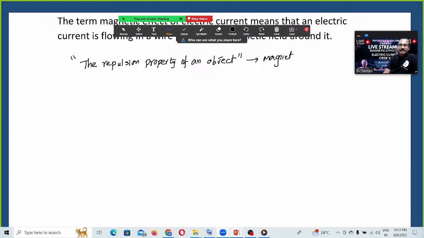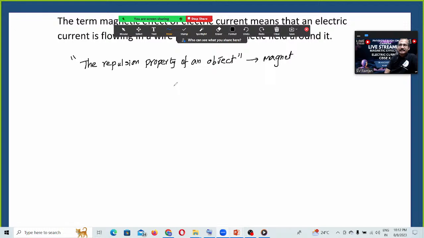Why is the attraction property not used? Generally, the earth is also attracting all the objects, so confusion will start. Only a magnet can repulse in the entire universe. Other than a magnet, no other object can be repulsed. So the repulsion property of an object is called a magnet.